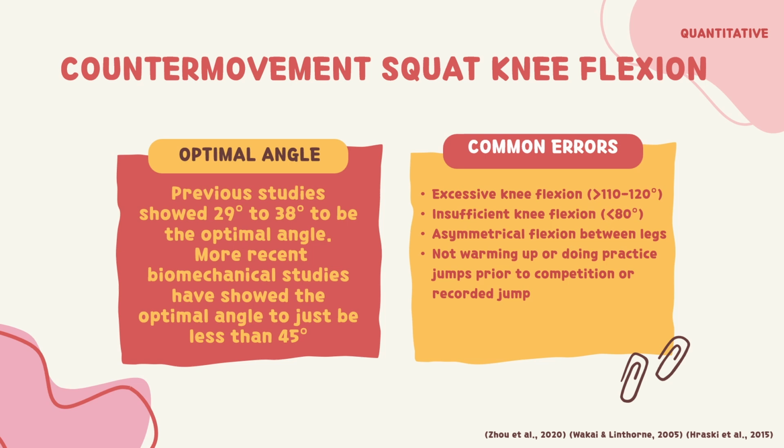Previous studies did show us that the optimal angle is between 29 to 38 degrees of knee flexion. However, more recent studies show a more broad recommendation, which is just less than 45 degrees. You do want to ensure an optimal angle as it does allow effective use of that stretch shortening cycle. So it just basically allows your muscles to produce that strong concentric contraction while not losing energy through excessive depth and still creating an optimal amount of ground reaction force.